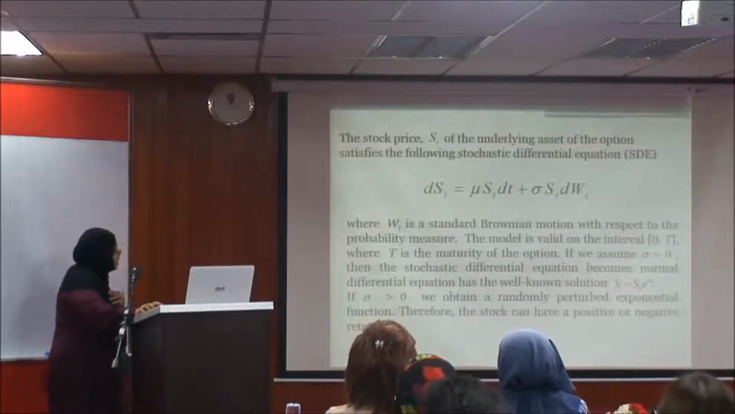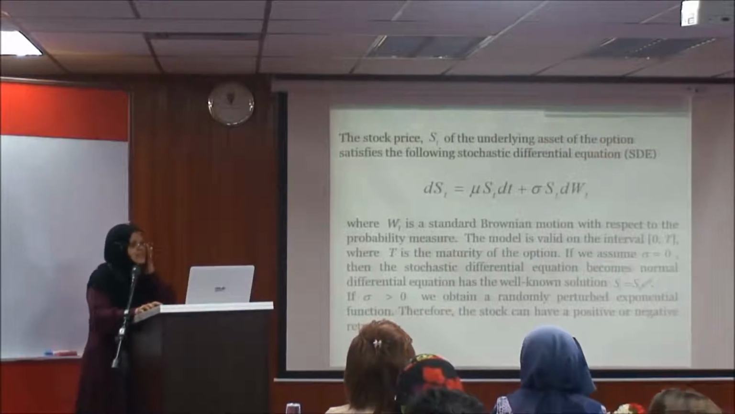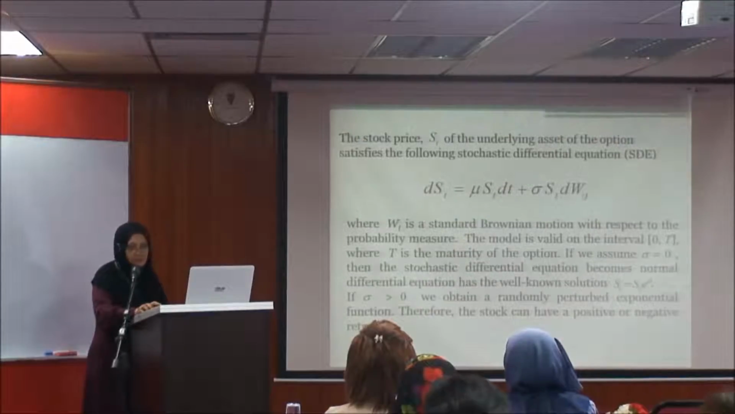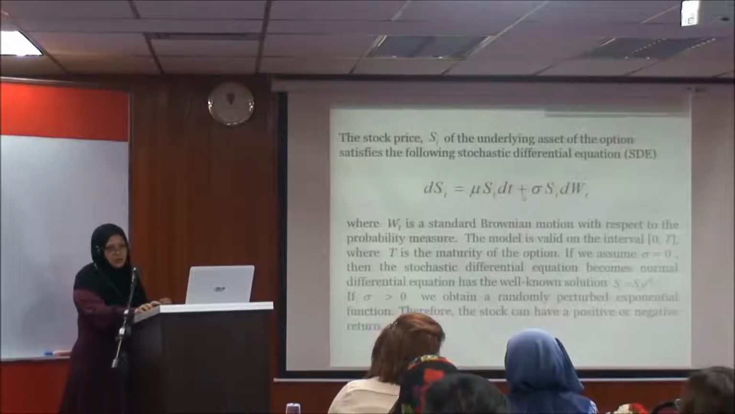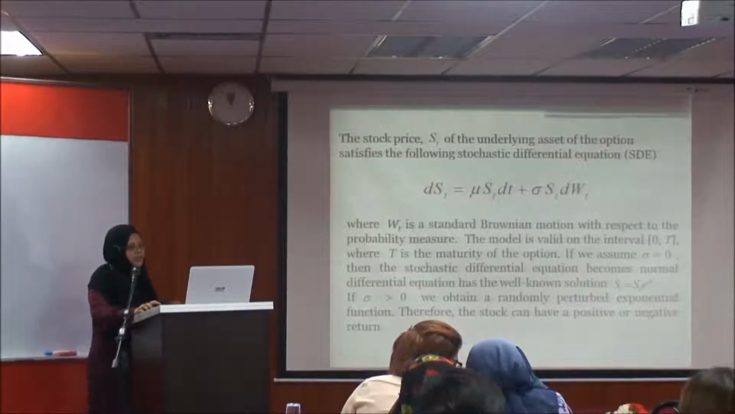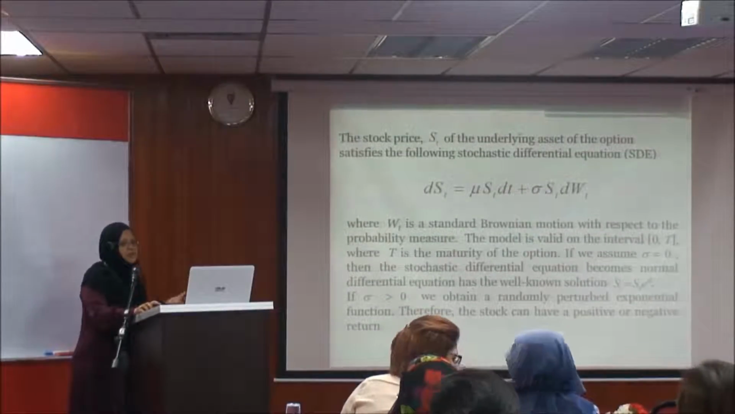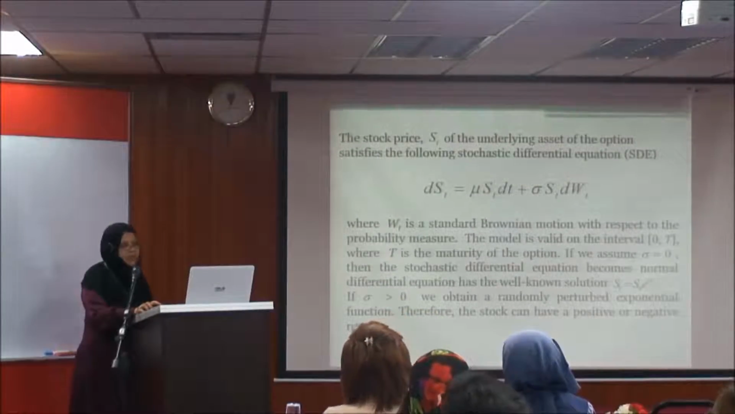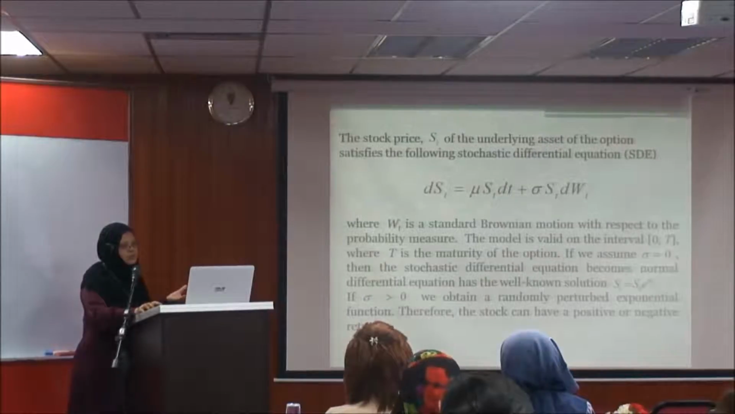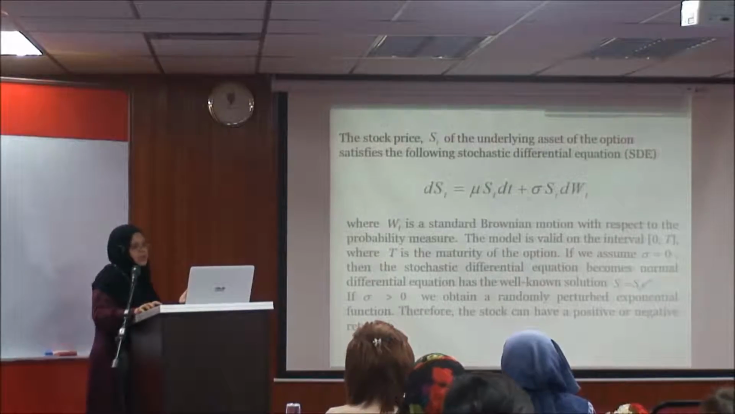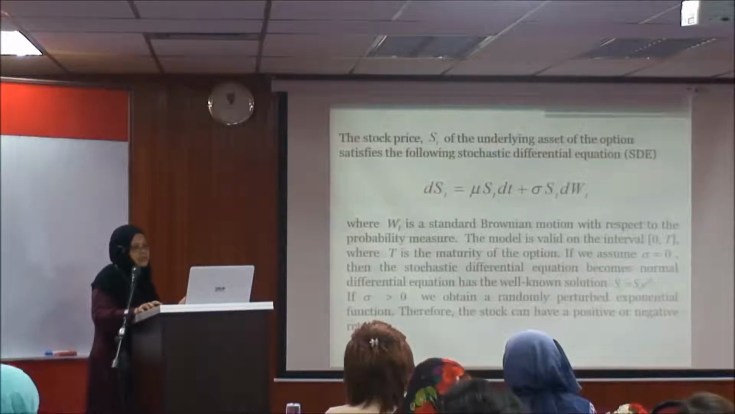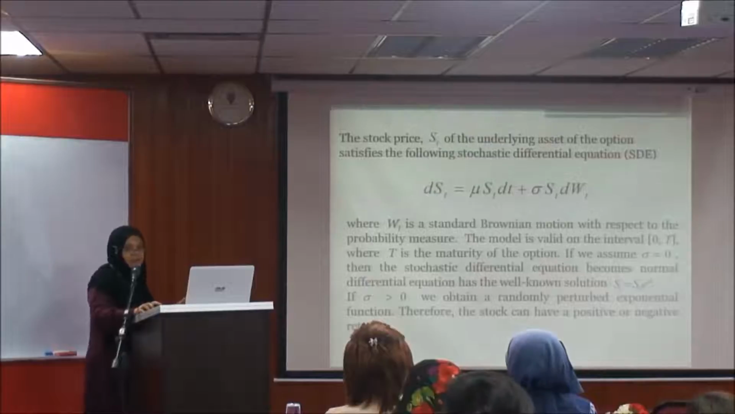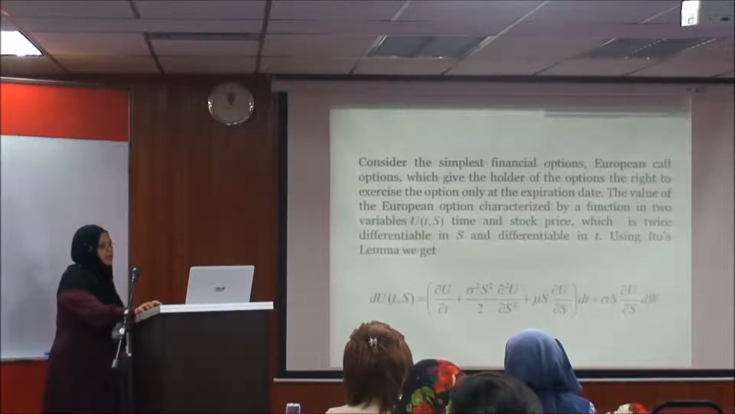Alright. Now we look at the stock price, S_t, of the underlying asset. This is the stochastic differential equation that will lead us to Black-Scholes. I'm not going to talk about when sigma is 0, because again you will get the ODE, which is very simple to solve. What we're going to see is whenever sigma is greater than 0, the stock can have a positive or negative return.